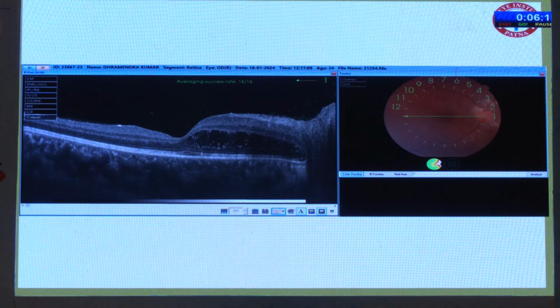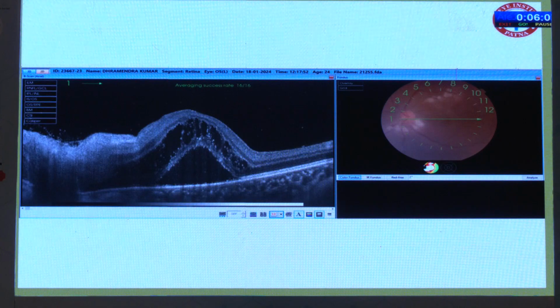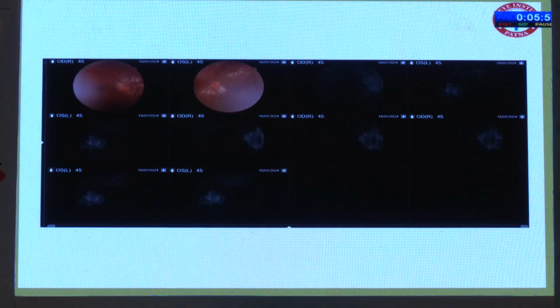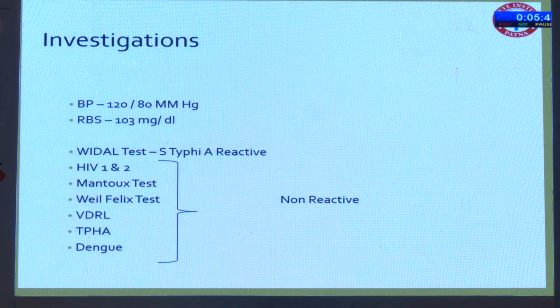So this was the OCT, which showed intraretinal fluid spaces along with hyperreflective spots, as you can see. In the left eye, the picture was more grotesque with retinal inflammatory thickening, as well as intraretinal fluid cystic spaces and marked subretinal fluid. So this was the FFA, which showed hyperfluorescence along the retinal vessels and the peripapillary area.